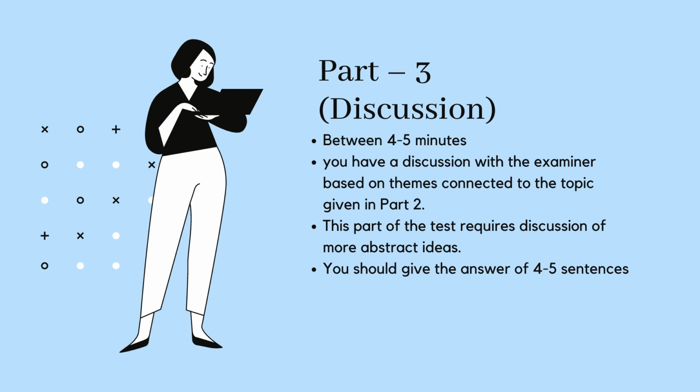And here you have a discussion with the examiner based on themes connected to the topic given in part 2. This part of the test requires discussion of more abstract ideas. That means you have to give examples for whatever you say and support your points. You should give answer of 4 to 5 sentences. That means here you have to give long answers.